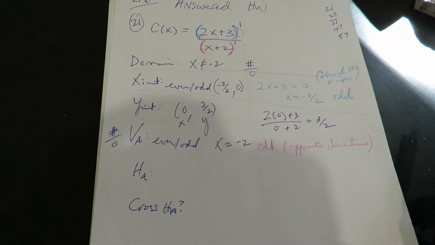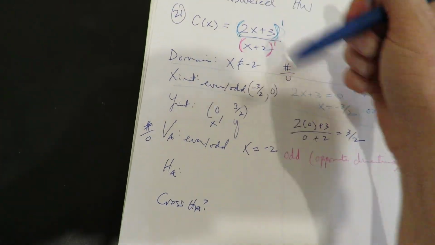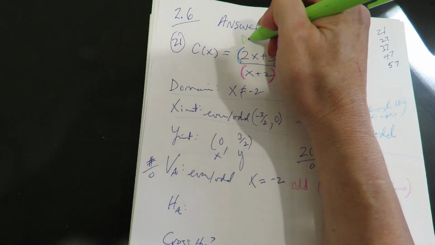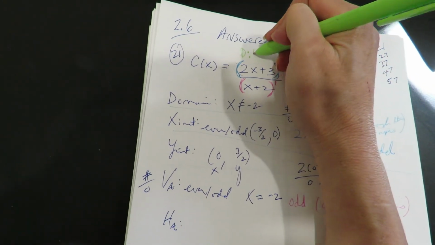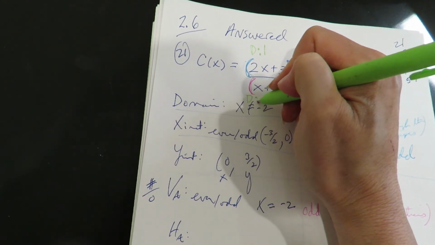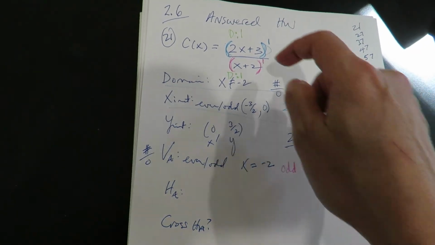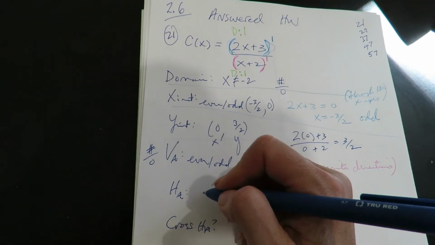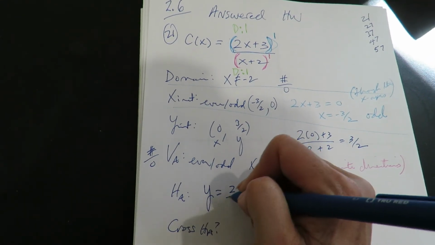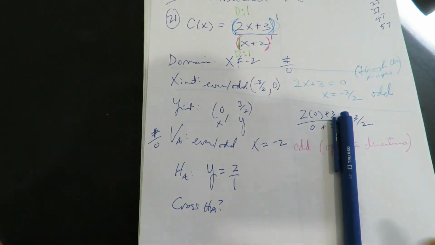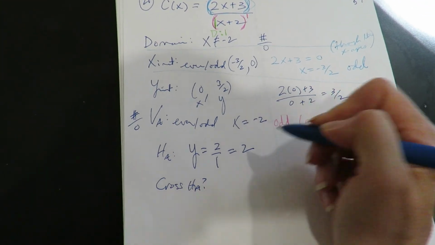Alright, HA, again, is where you look at the degree of the polynomial. So it's linear. I have degree 1 over degree 1, which means it's a ratio of the coefficients. So it's going to be 2 over 1. The coefficient of the bottom is a 1, so it will just be a 2.